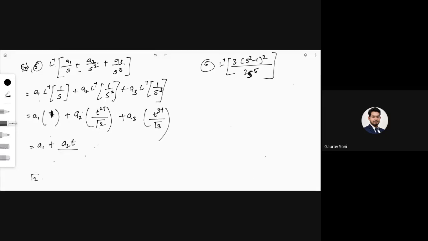Gamma of 2 is equal to gamma of 1 plus 1, which is 1 times gamma of 1. Gamma of 1 is 1, so a2 t by 1 plus a3 t square divided by gamma of 3. Gamma of 3 means gamma of 2 plus 1, which is 2 gamma 2. Gamma of 2 we just saw is 1. The answer is 2. So a3 t square divided by 2.